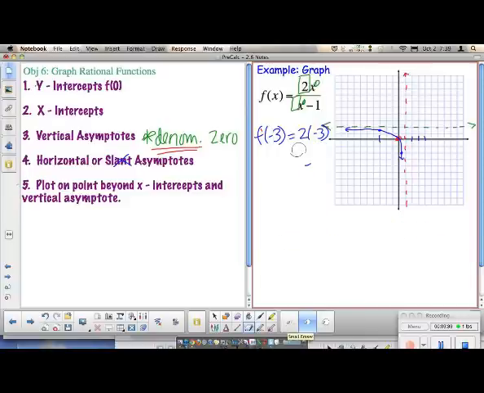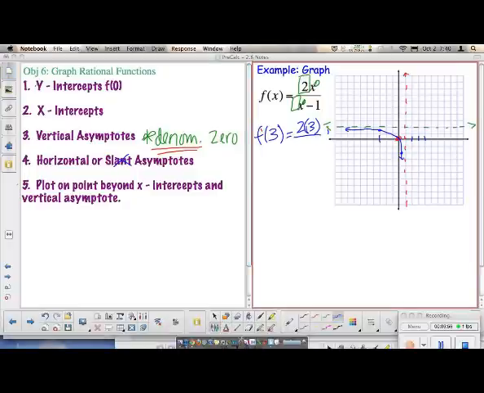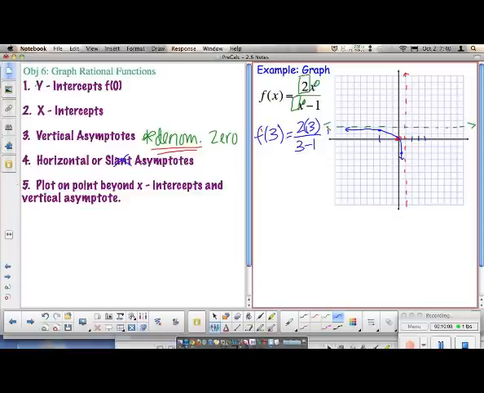Or again, you're looking at your graphing calculator to check some points. Plugging in 2, I'm going to get 2 times 2. I'm sorry, not 2, of course. I want to plug in 3, 4, and 5, because I know 1 is my vertical asymptote. So I'm plugging in 3 to see what happens at 3. 2 times 3, 3 minus 1, so let's say I get 6 over 2. So I get 3.